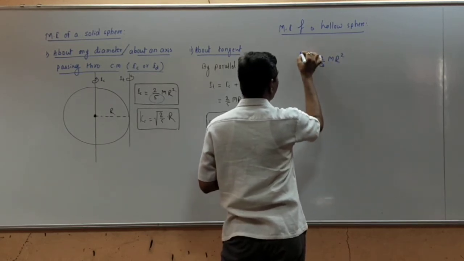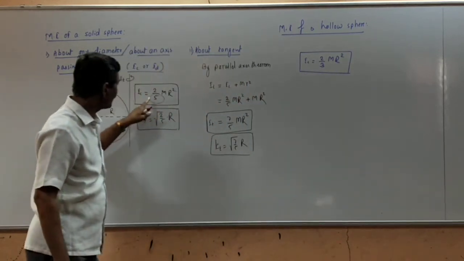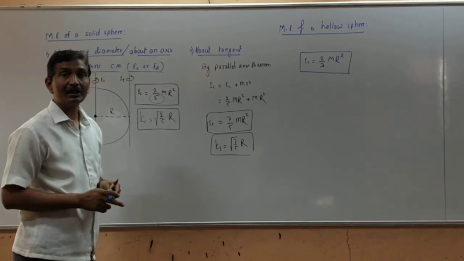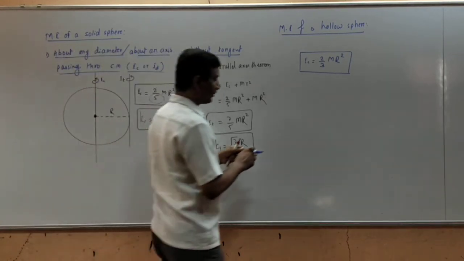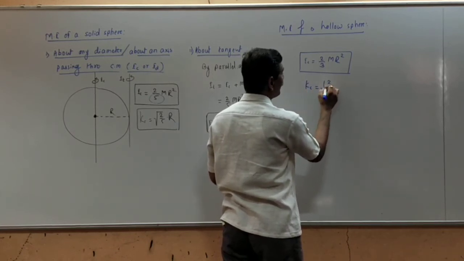See the comparison again. IC in case of a solid sphere is 2 by 5 mr square. In case of a hollow sphere it is 2 by 3 mr square. So hence its radius of gyration is root 2 by 3 into R.